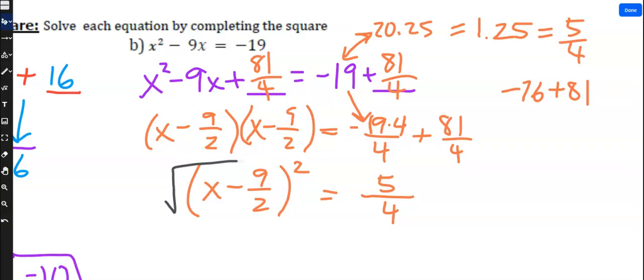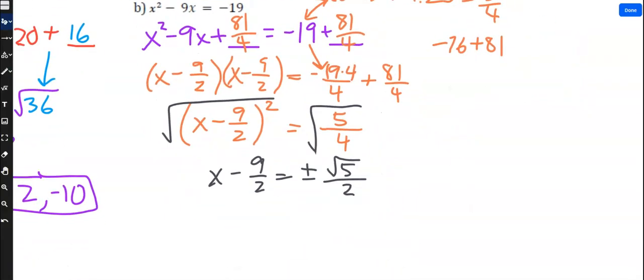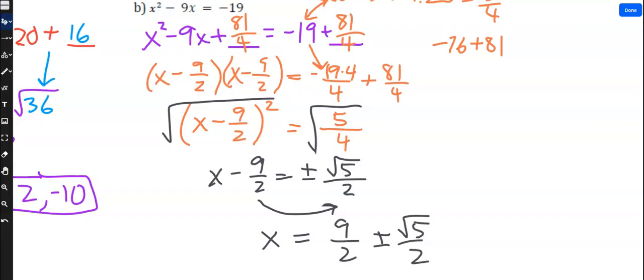So, square root, x minus 9 over 2 equals plus and minus. We got square root 5, and then what is the square root of 4? Oh, that's just a 2 on the bottom. And so, of course, that's going to move to the other side and give me 9 over 2 plus and minus the square root of 5 over 2.